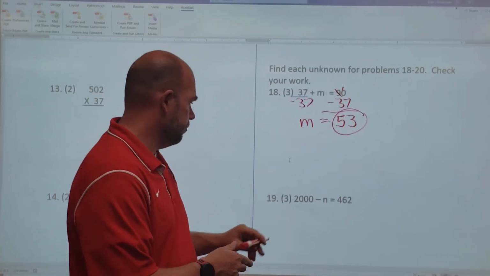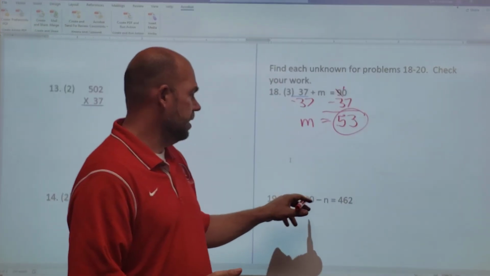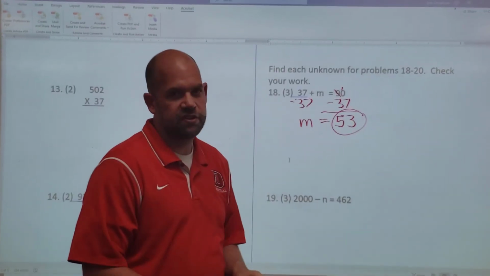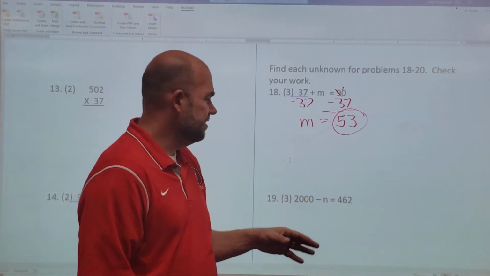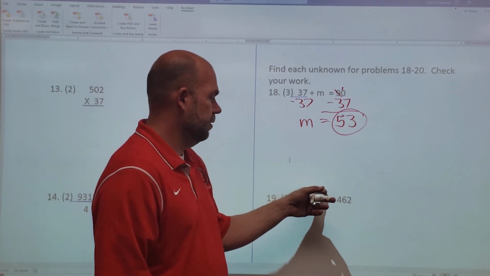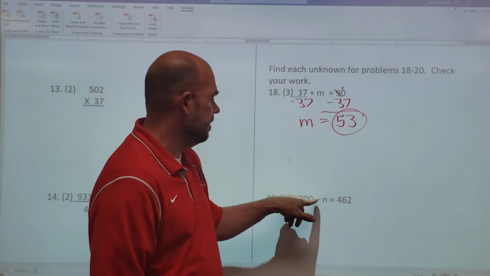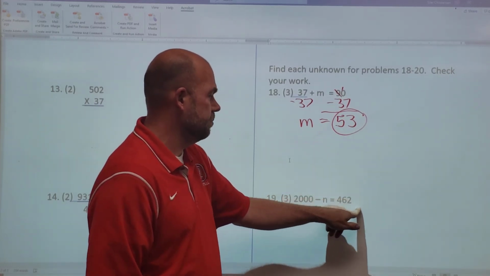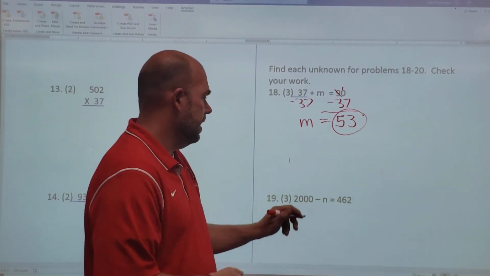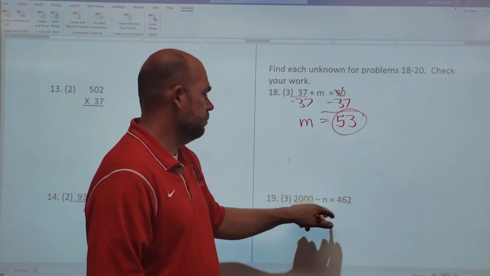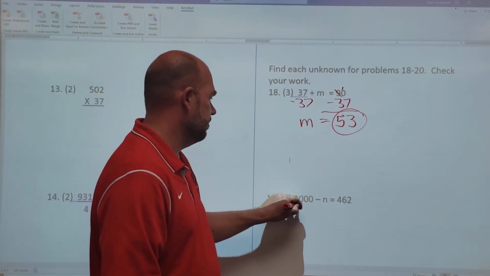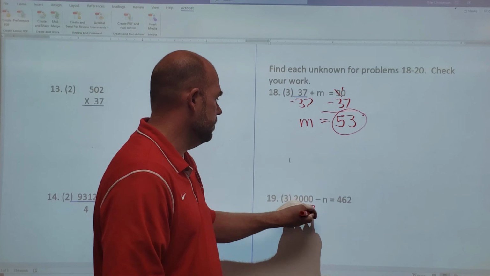Let's go ahead and scroll down to 19 here. Same kind of thing. 20 minus n equals 462. Remember in the lesson they said just think of this as like 5 minus 3 equals 2. And then you just have to subtract. Really what you're doing is you're adding n to this side and you're subtracting 462 to this side. And so to get n over here, that means we're going to subtract this number over here. So we're just going to subtract 462.